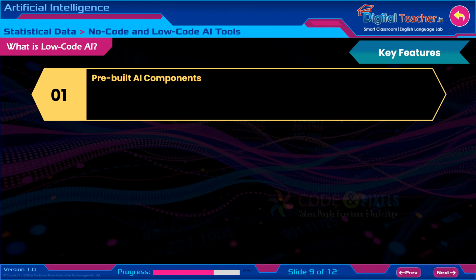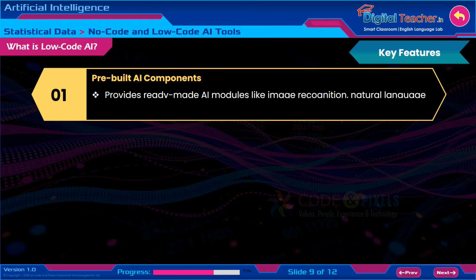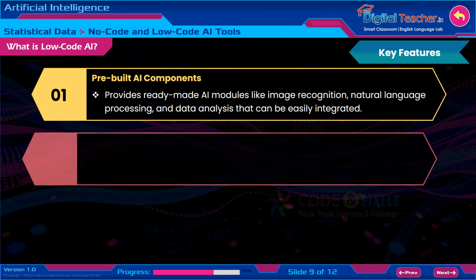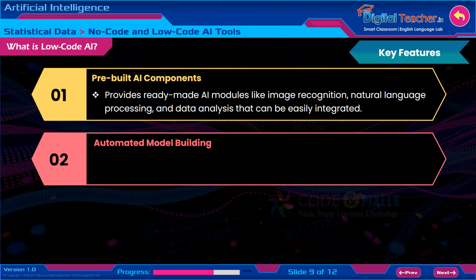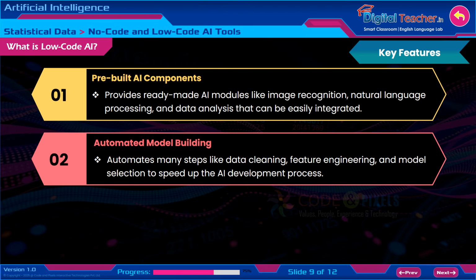Pre-built artificial intelligence components. Provides ready-made artificial intelligence modules like image recognition, natural language processing, and data analysis that can be easily integrated. Automated model building. Automates many steps like data cleaning, feature engineering, and model selection to speed up the artificial intelligence development process.